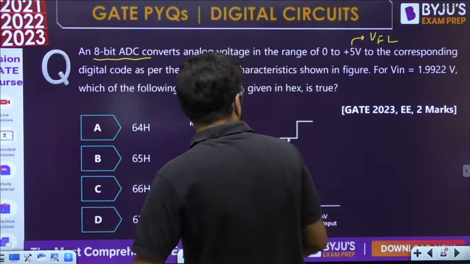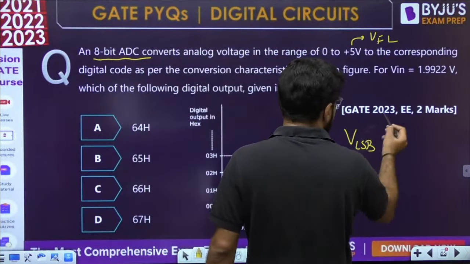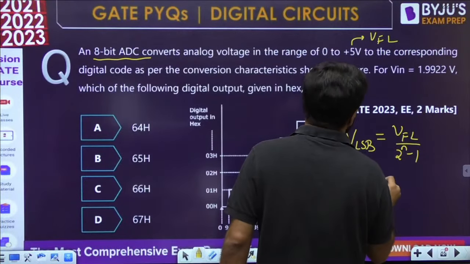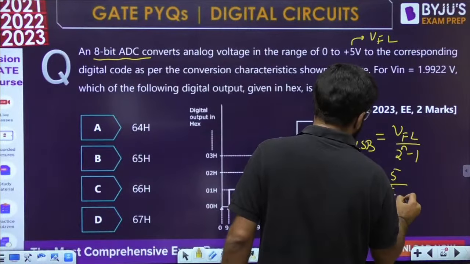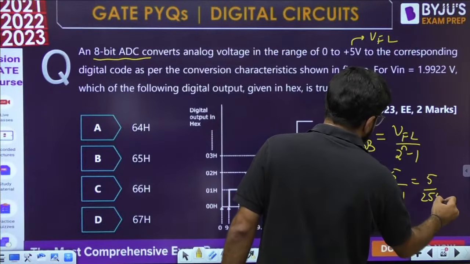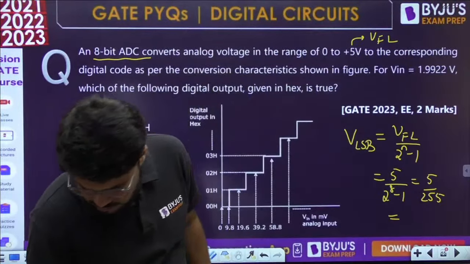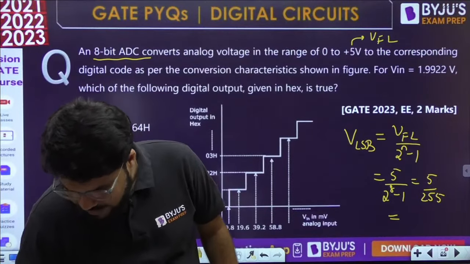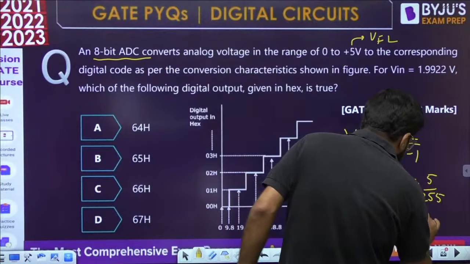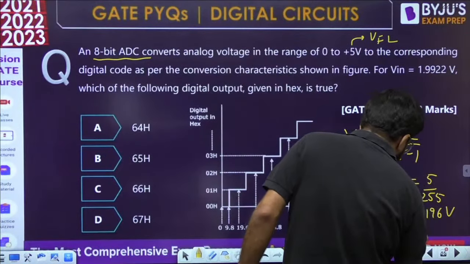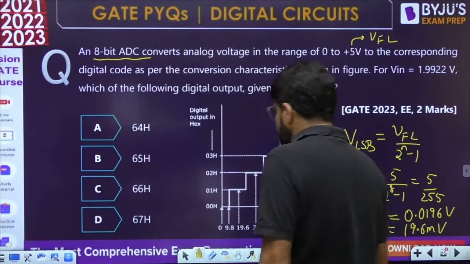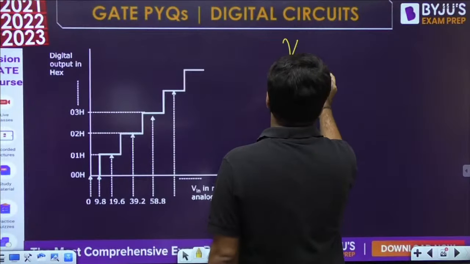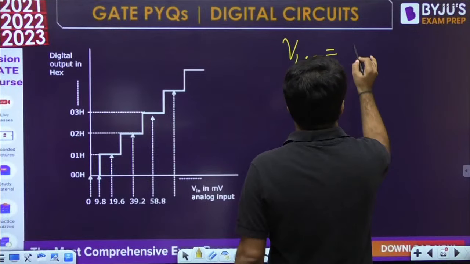So what is the resolution? In terms of VFL, it is VFL upon 2 power n minus 1. So it is 5 volt divided by 2 raised to the power 8 minus 1, that is 5 upon 255. So how much is the resolution? That is 0.0196 volts, or I can call it 19.6 millivolts. Pay attention, the resolution here, VLSB, is 19.6 millivolts.